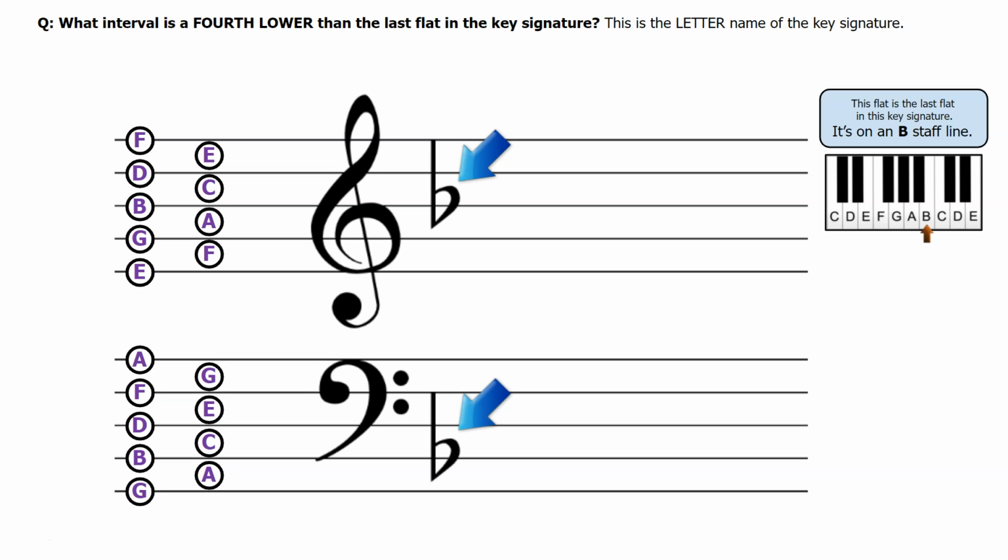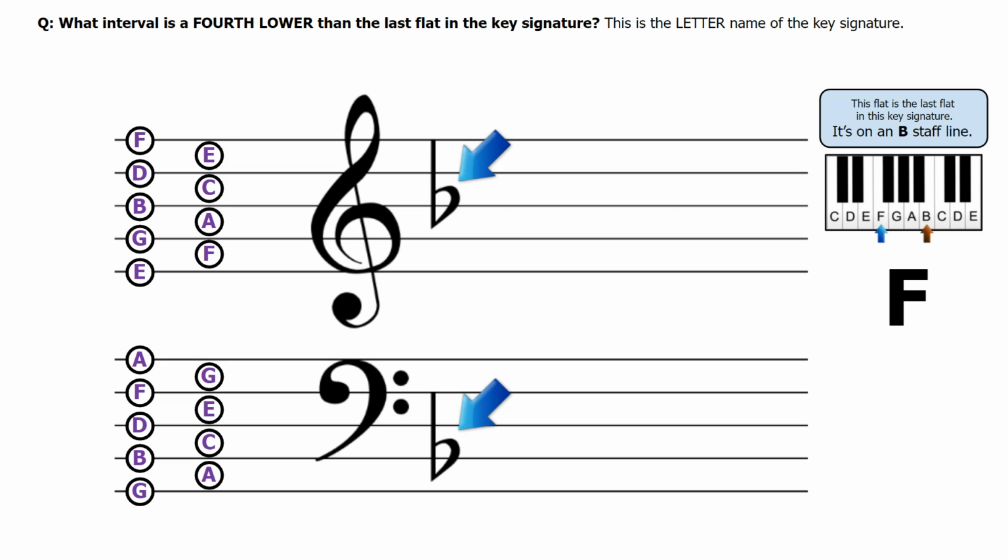And in music, the distance between two different pitches is called an interval. To find the interval of a fourth lower, we count the music alphabet letter names in reverse, or to the left on a piano keyboard. And in music, we always count the starting pitch as pitch number 1. So let's get counting. Here's B, then number 2 is A, 3 is G, and F is our fourth lower. F is the letter name of the key signature.